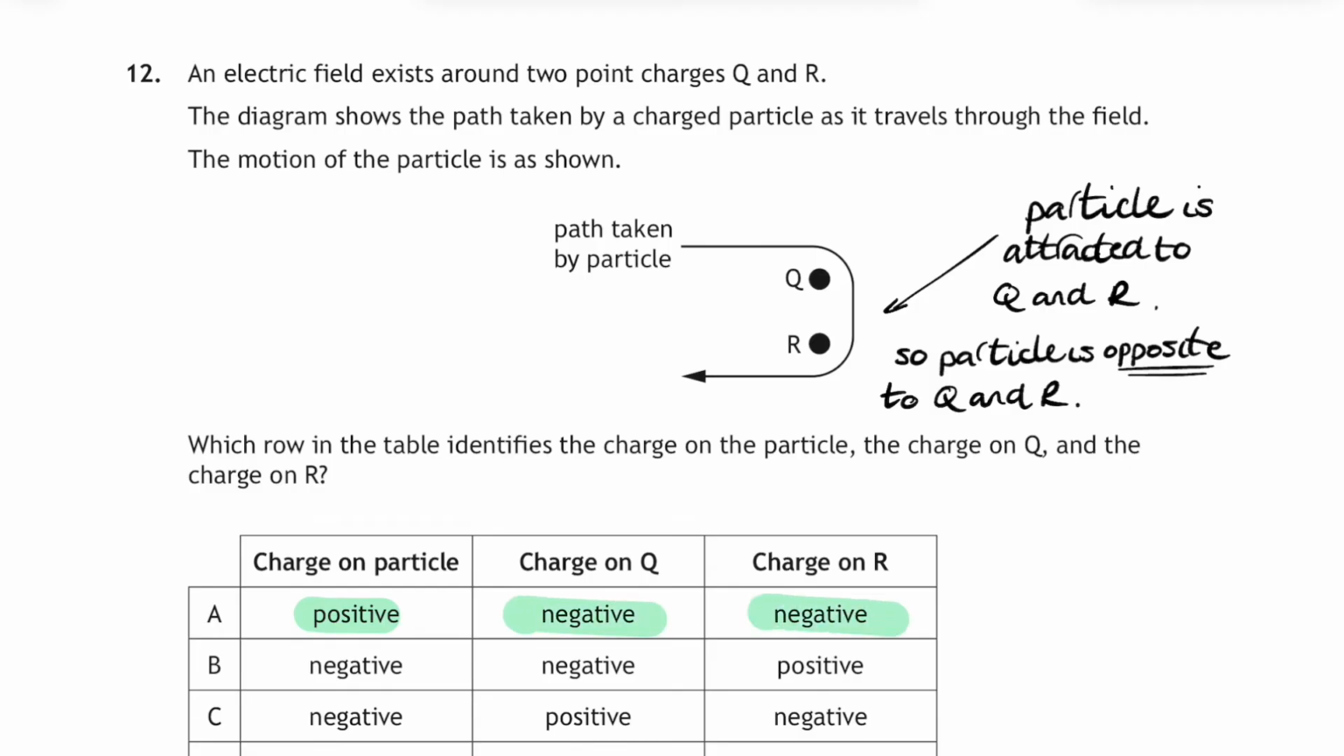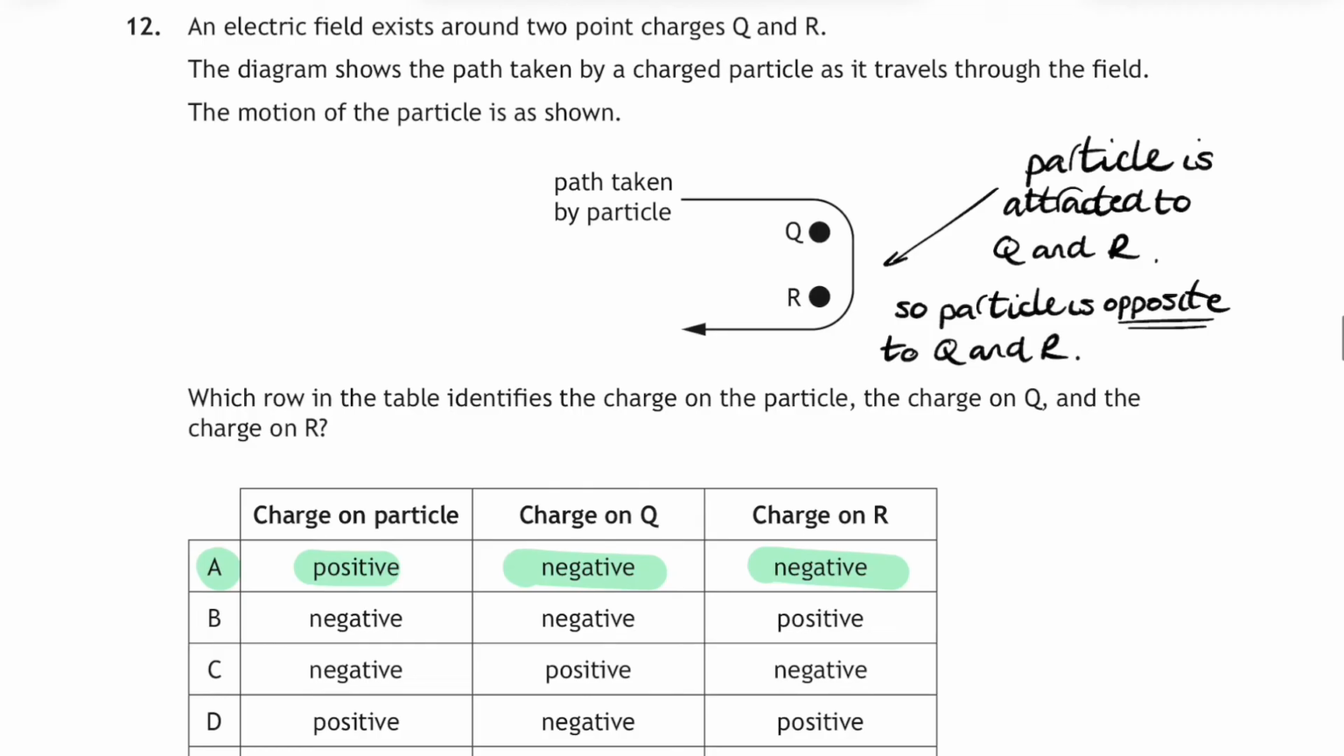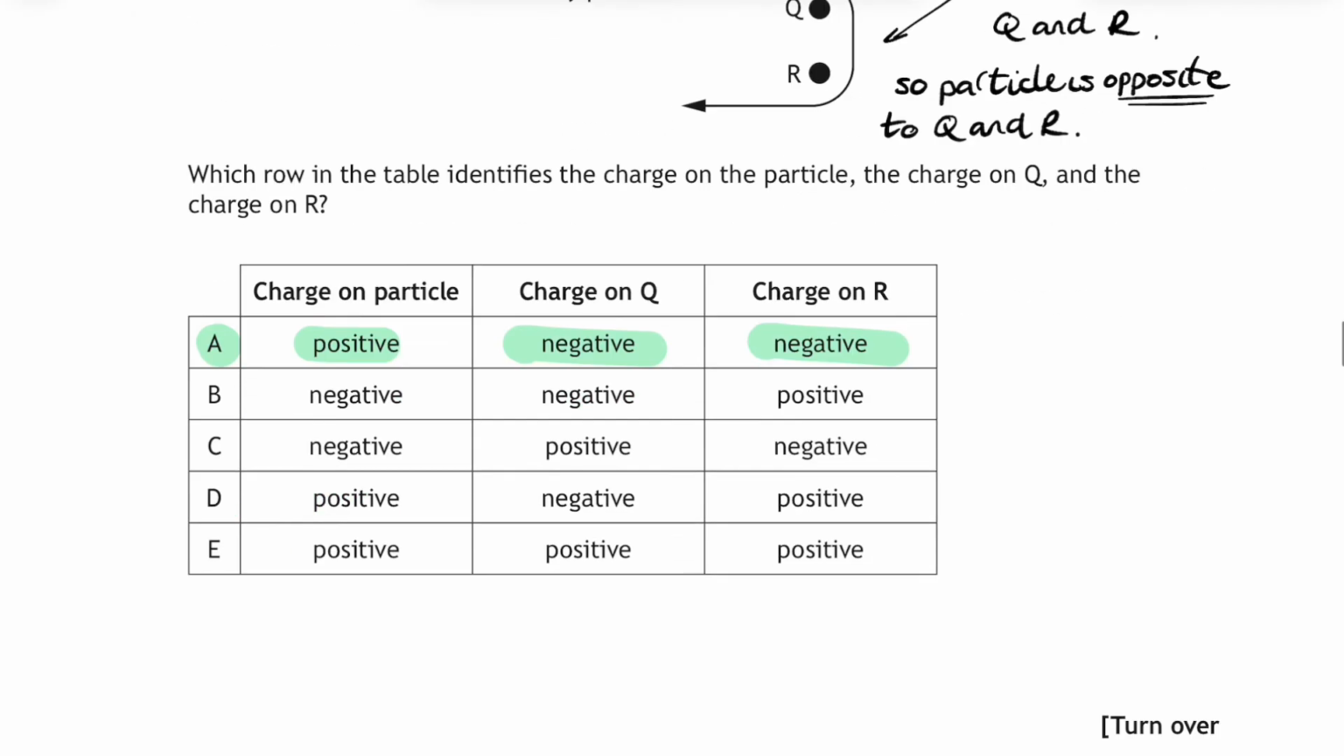And if you look at the answers, then the first row in the table has got the charge in the particle is positive and Q and R are negative. So that is a possible answer. The only other possible answer would be if the particle was negative and Q and R would have to be positive, but that isn't one of the options. So it can only be question 12, answer A.